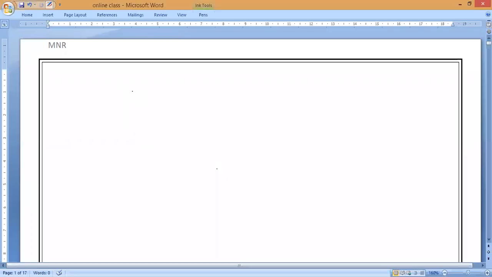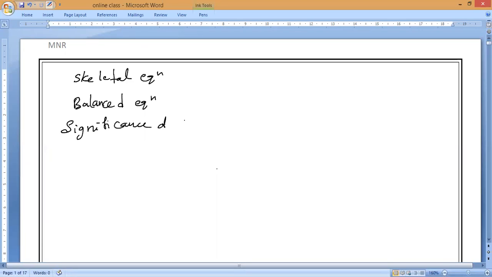So, as we are presently studying, what? In the last class, I taught you two kinds of chemical equations. One is the skeletal equation, another one is the balanced equation. Is it yes or no? Later I taught you the significance of a balanced chemical equation. Is it yes or no, guys? And later we studied the limitations of chemical equations.